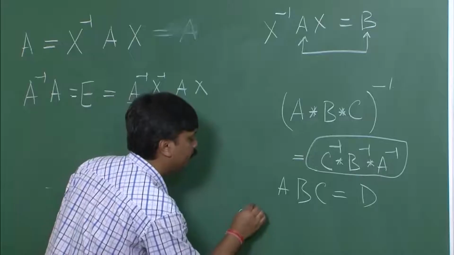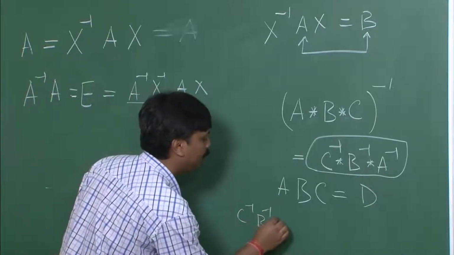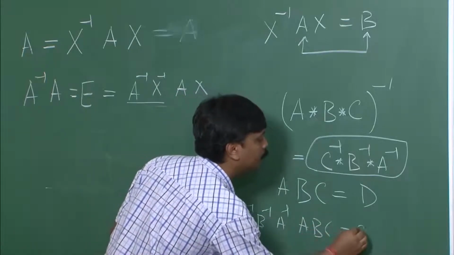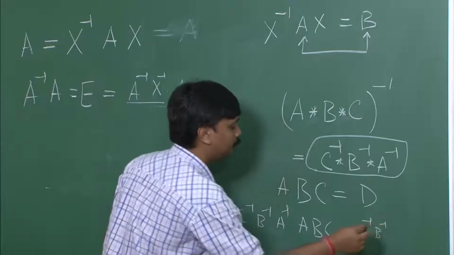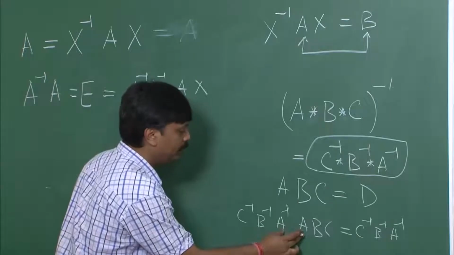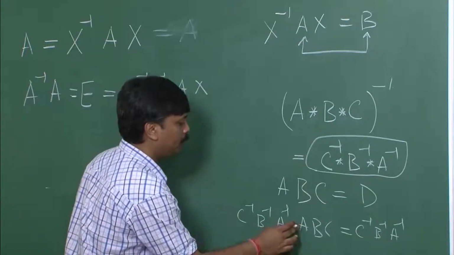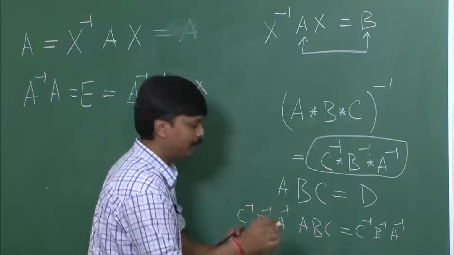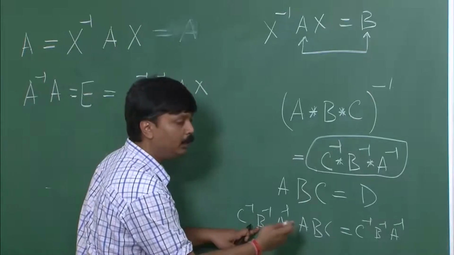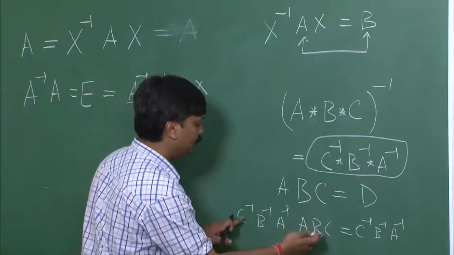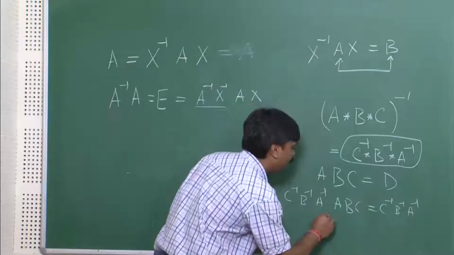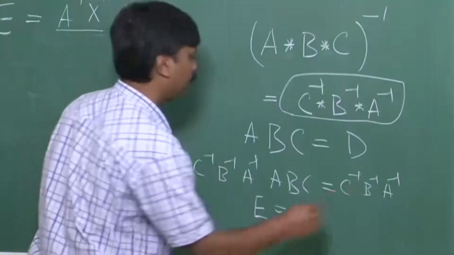We have C inverse B inverse A inverse followed by A, B and C equals C inverse B inverse A inverse D, right? Now A inverse A is identity. So identity operating on B and C gives B and C. Then next I have B inverse B C. So B inverse and B give again identity, and we are left with C inverse C, which also ultimately gives identity. So ultimately what I have is identity equals C inverse B inverse A inverse D.